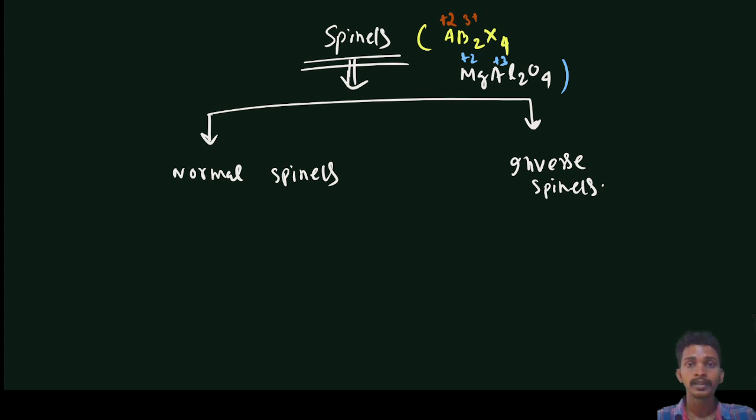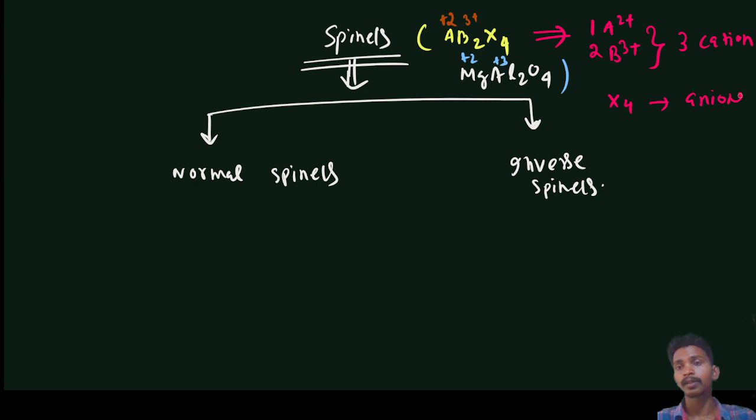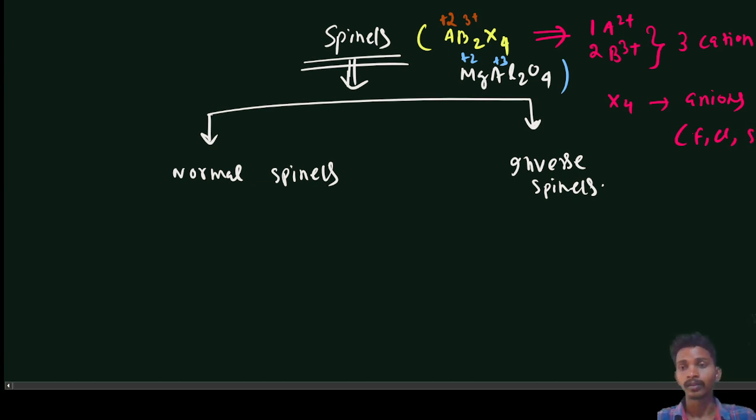So in this case, how many dications are there? One dication and two tricatons. So a total of 3 cations are present, and the anion is X4. These anions can be halogens, that is fluorine, chlorine, and it can be sulfur and selenium. So these can be the halogens, and we see that these are always weak field ligands.